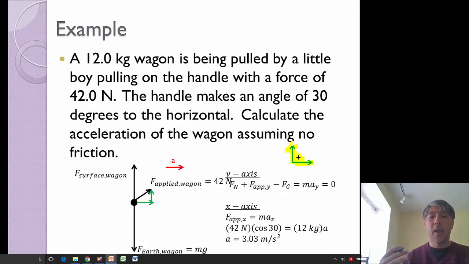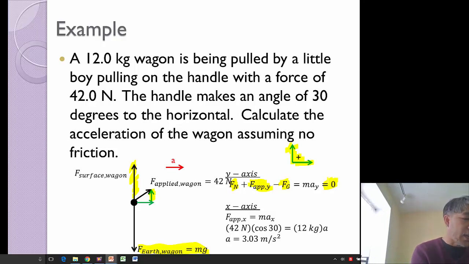So what I'm doing now is adding up all the forces in the y direction, paying attention to which ones are positive and which ones are negative. My normal force, and I'm using the abbreviation here, is this one, and it's going up, so it's positive. My force applied y, I'm not using force applied anymore, I'm just using the components, and it's also positive. Then last I have my force of gravity, the force of the earth on the wagon, and because it's downwards, this force is going to be minus. And that is all going to be set equal to 0.